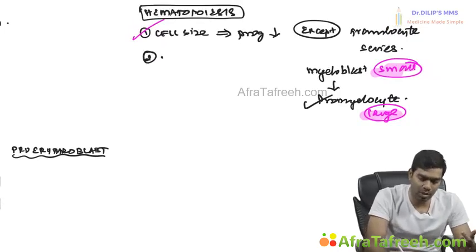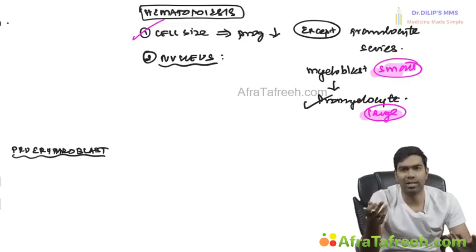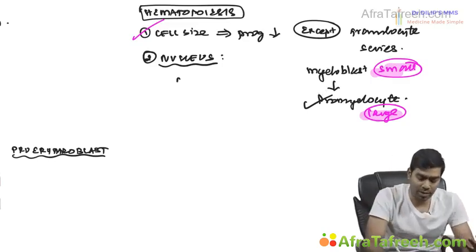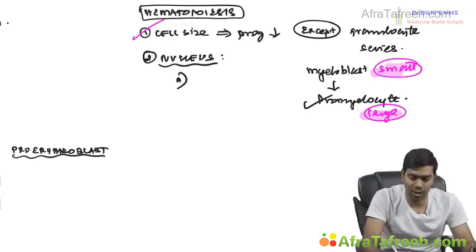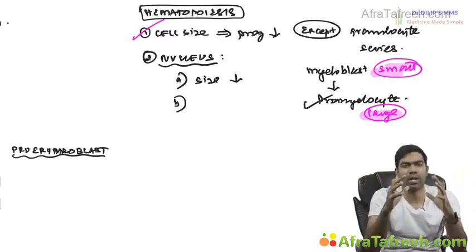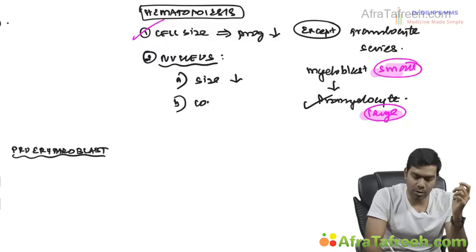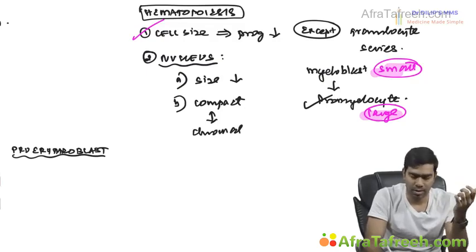Number 2, you are going to see the nuclear changes. What are the things that are going to change in the nucleus? The first one that's going to change is the nuclear size itself. The size is going to decrease. Very important. As the nucleus becomes smaller and smaller, it is going to become more compact. Why is it going to become more compact? Because the chromatin is going to condense.